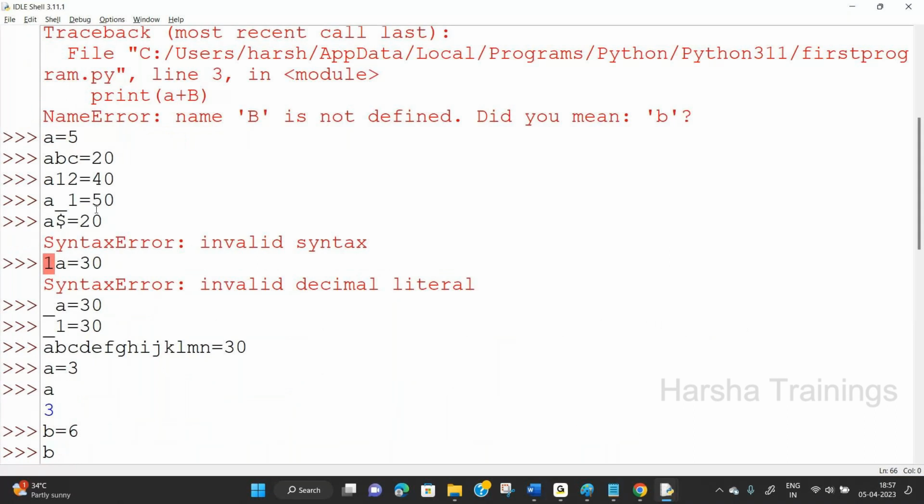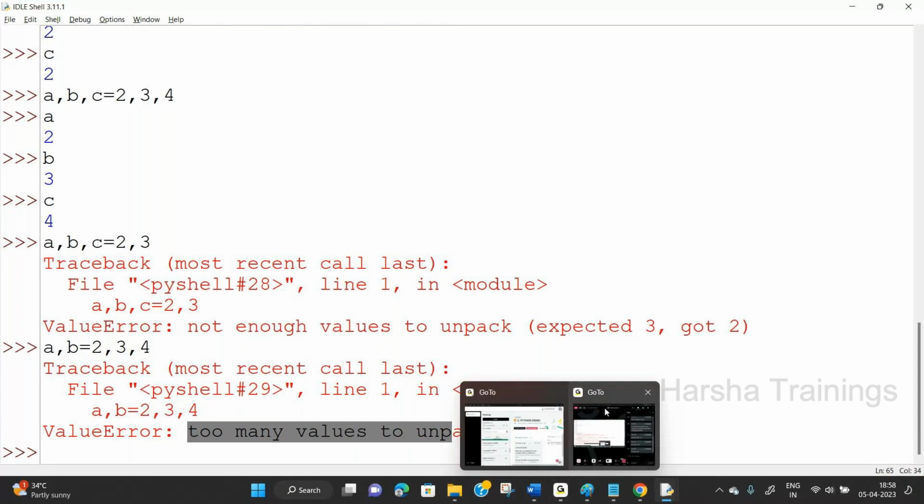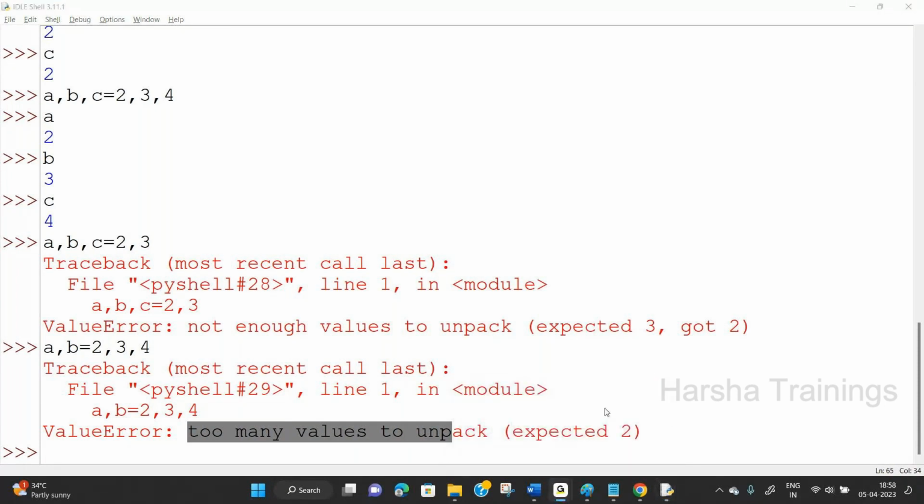Anyway, in the next session, I will show you the errors step by step. Now, first read the error. Not enough values to unpack. Not enough. That means I need three, but I have only two. Here I need only two, but I have many. That means too many values to unpack. Now you understand the point? Now, this is the concept of variable.